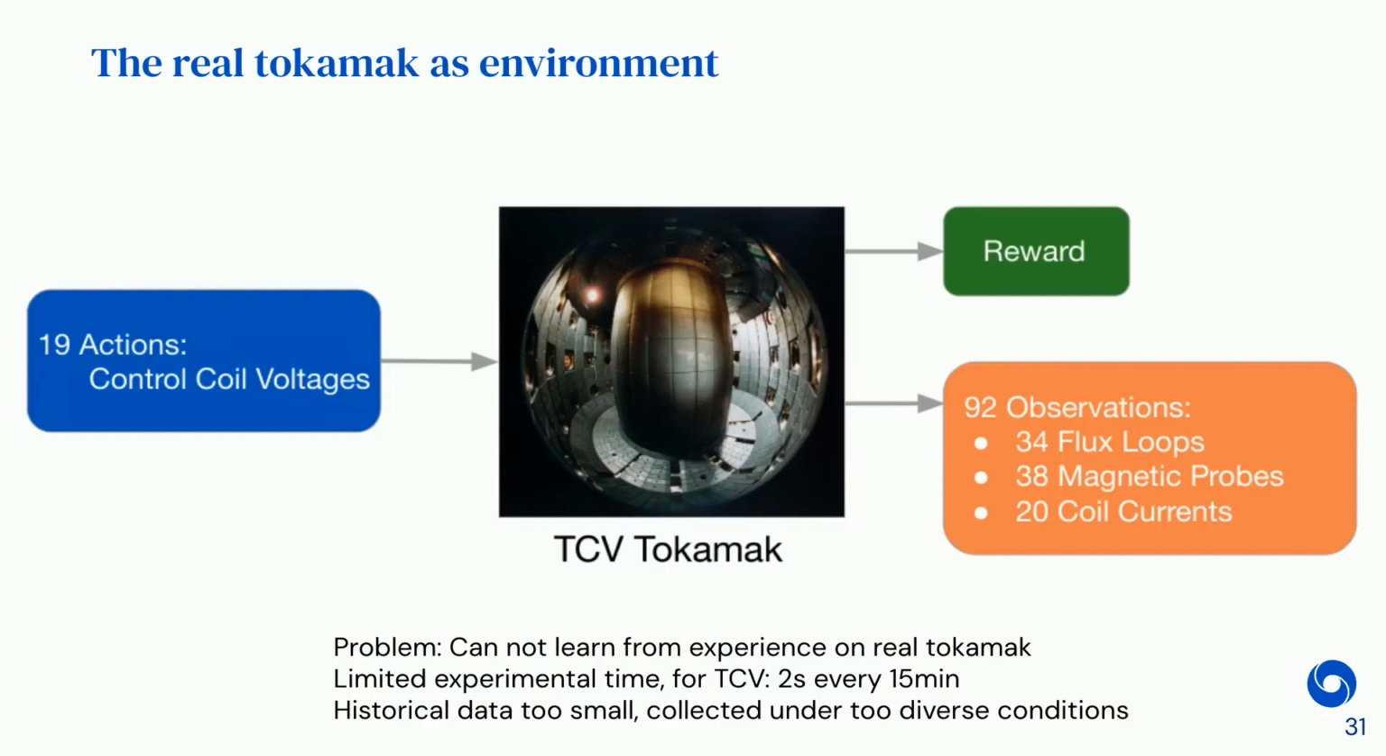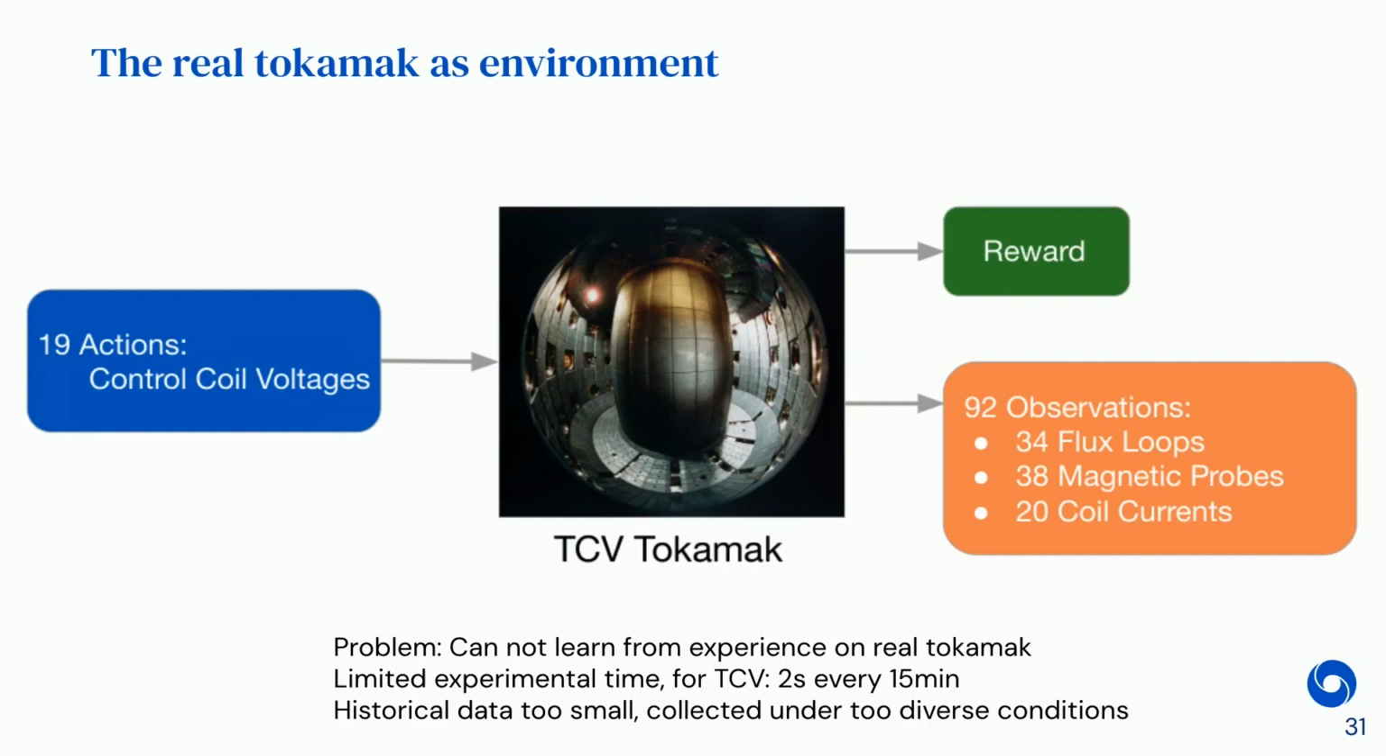and then produce voltages for the coils that control the plasma. Now, the real tokamak as an environment is unfortunately not suitable for learning on the real system. We can only do about 2 seconds of runtime at 10 kilohertz every 15 minutes. So there's limited experimental time. And there are also many teams, right? It's oversubscribed. There's a whole European or worldwide research community that wants to do work on that. And then the historical data is actually too small, and it's collected under too diverse conditions. So, what do you do?